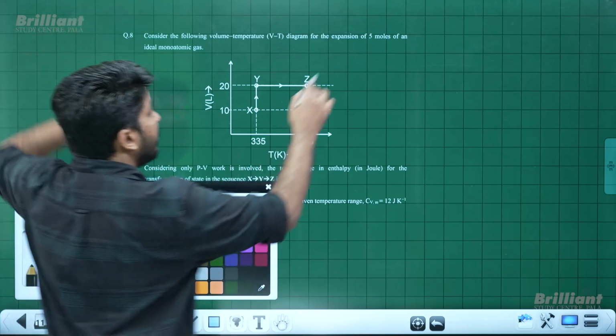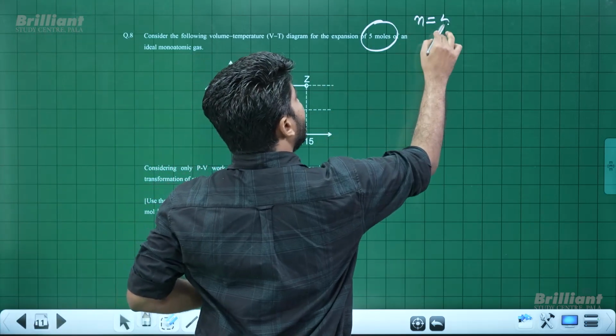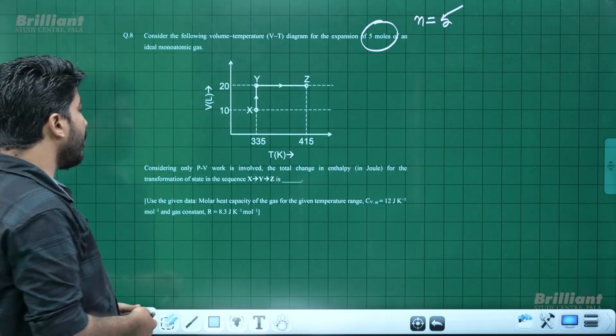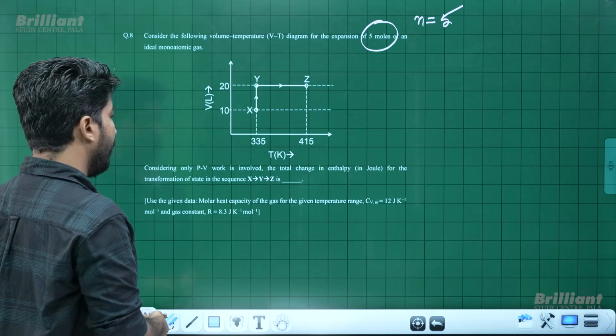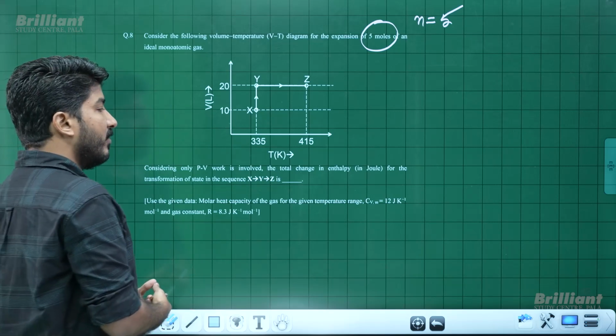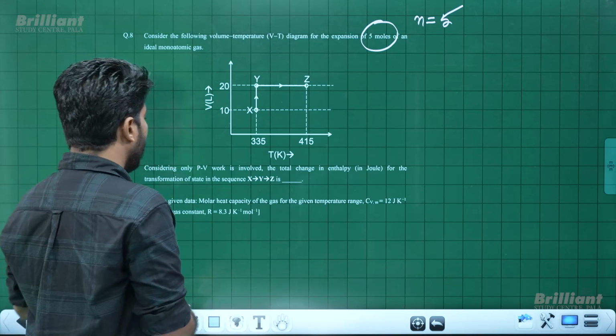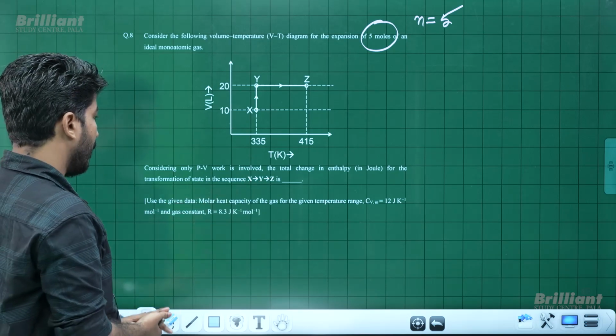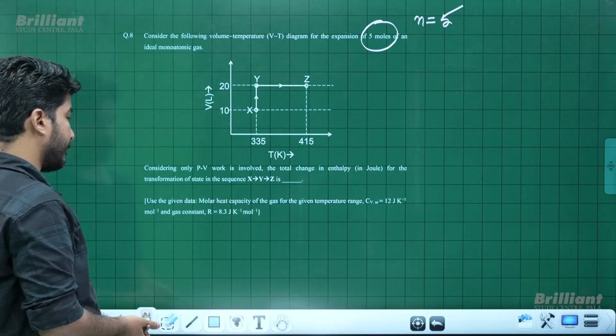5 moles of ideal gas is taken. So the value of n is 5 and the gas is an ideal monatomic gas. Considering only PV work is involved, what is the total change in enthalpy, in joules, for the transformation of X to Y to Z? We need to find this in joules.